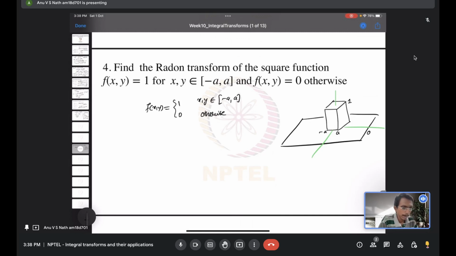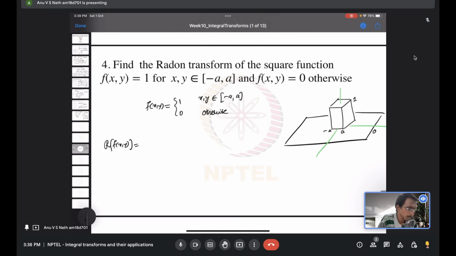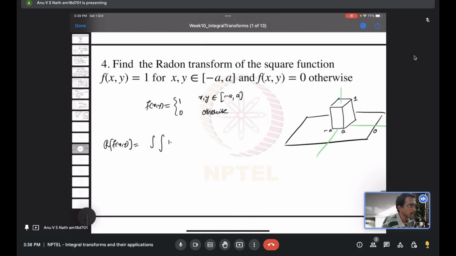So we just need to evaluate the Radon transform. From the definition, the Radon transform of the function is just the integral of the function, which is just 1, times the delta of p minus x u1, which is x cos phi, minus y u2, which is y sin phi, dx dy.